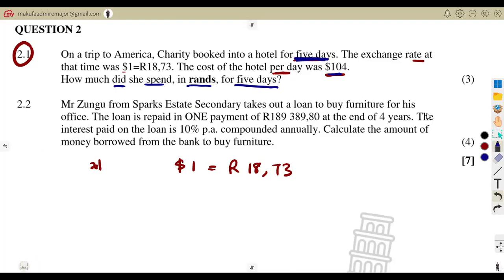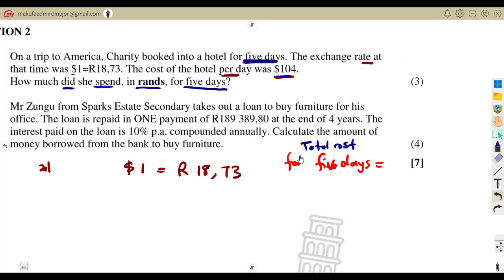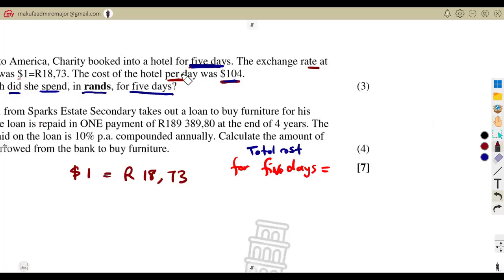So you can say, okay, in terms of the dollars for 5 days, what was the total cost? In terms of the dollars, as we can see here, because it's being charged per day in dollars, each day is supposed to pay $104, like I said, for how many days? For 5 days.